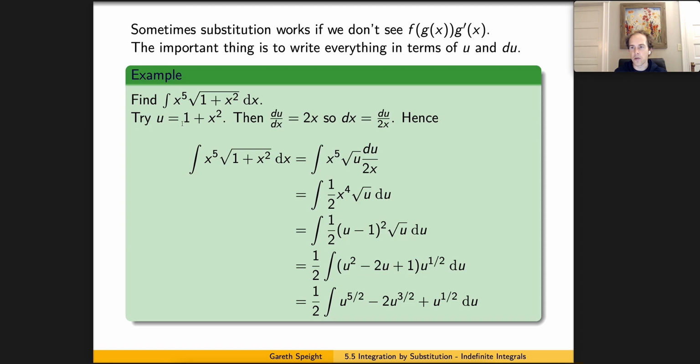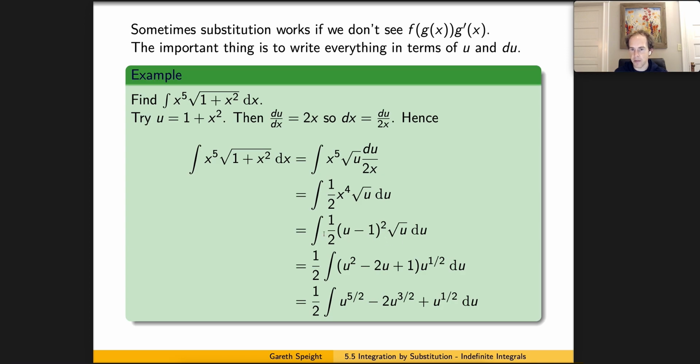So we know that u is equal to 1 plus x squared. And if we rearrange this, we can solve x squared equals u minus 1. Okay, so x squared is going to be u minus 1. And if we square both sides, we get x to the 4 equals u minus 1 squared, just from rearranging our original equation with u and x. So x to the 4 is u minus 1 squared. And now we managed to write everything just in terms of u and du. Okay, so now we are in much better shape.